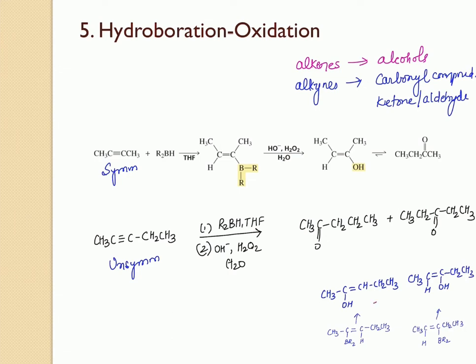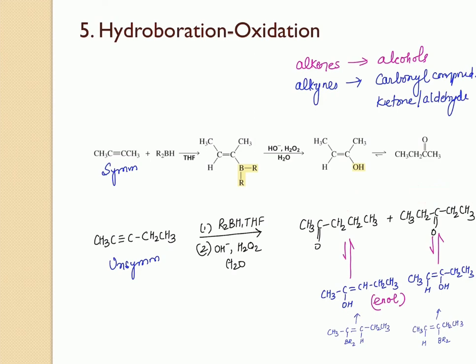These are the two enol structures, and from here they are going to get converted into the ketones. So you can see that this is 2-pentanone and this one is 3-pentanone. So on the whole, when an unsymmetrical internal alkyne is subjected to hydroboration followed by oxidation, it's going to give us two different products.